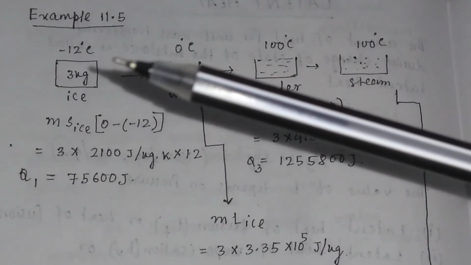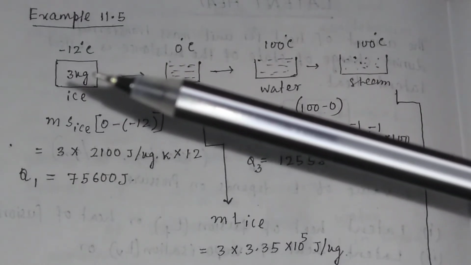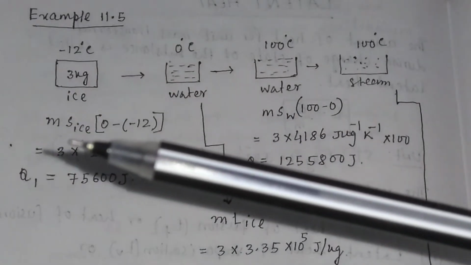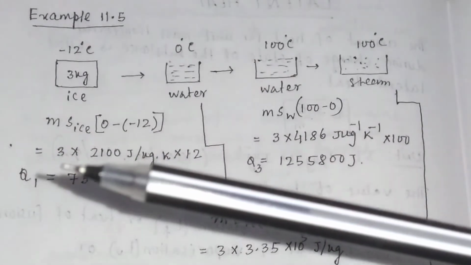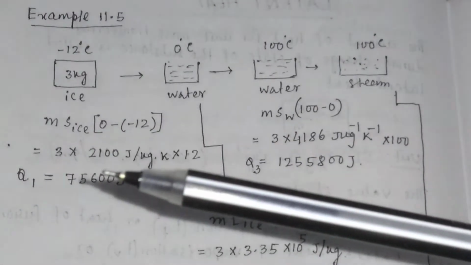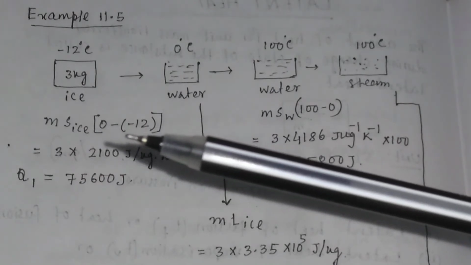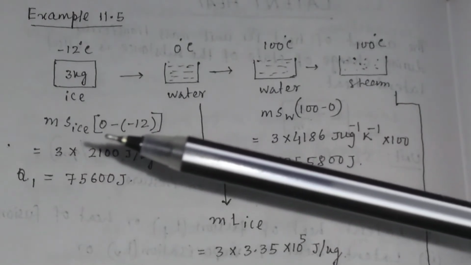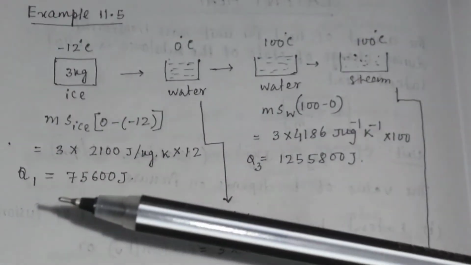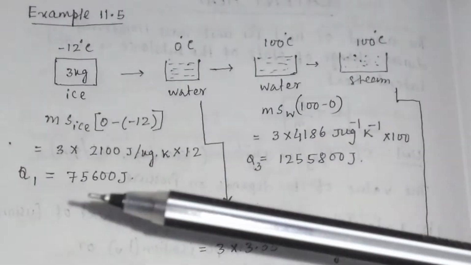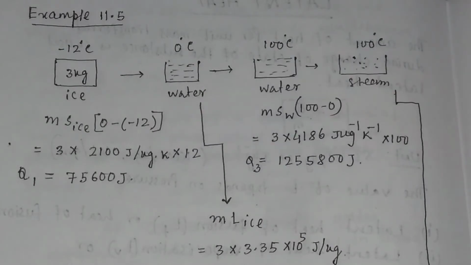When ice at minus 12 degree centigrade is converted into ice at 0 degree centigrade, use the formula Q equal to m s theta. Here m is the mass of ice, that is 3 kg, and s is the specific heat of ice, which is given, and the difference in temperature is theta 2 equal to 0 and theta 1 equal to minus 12. If you compute the given values, you can find that the amount of heat is equal to 75600 joule.